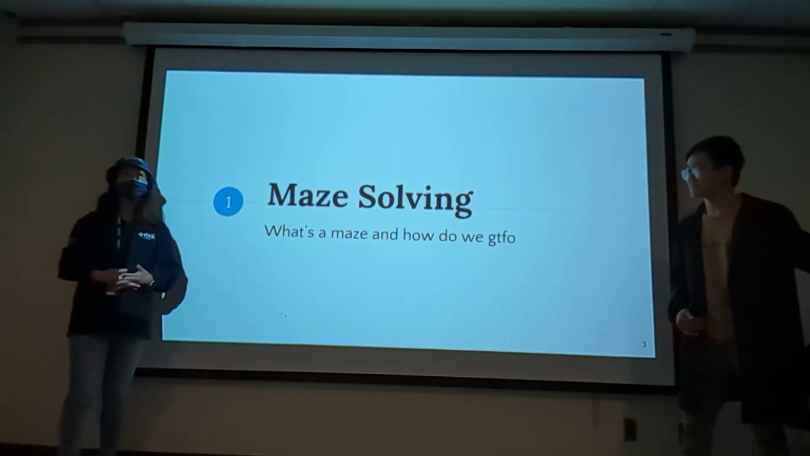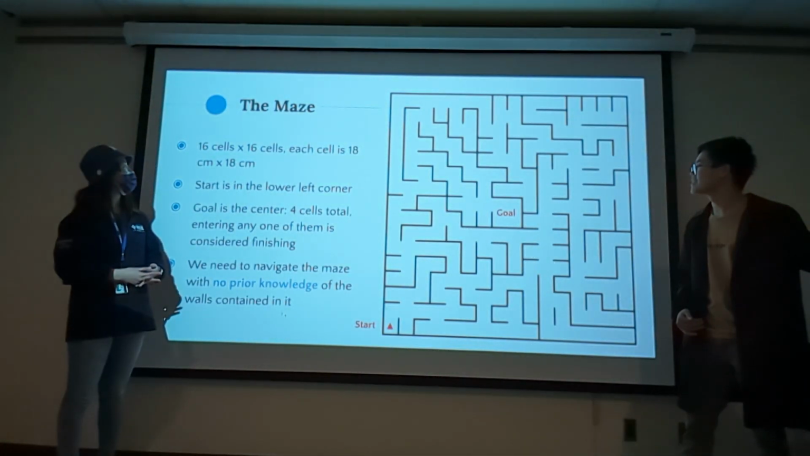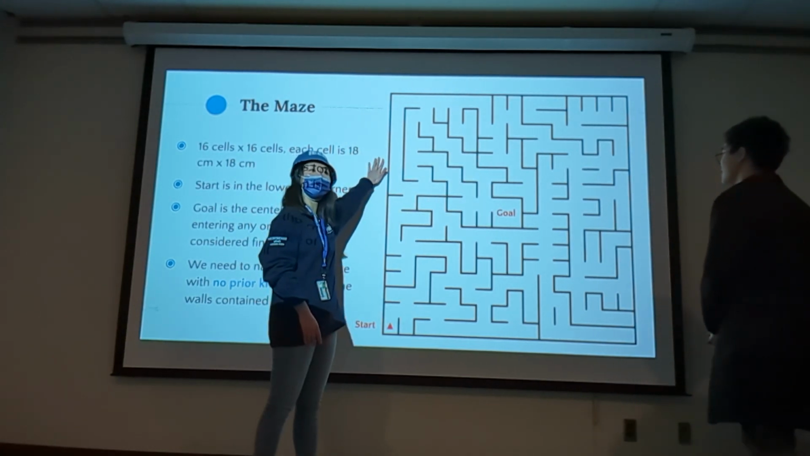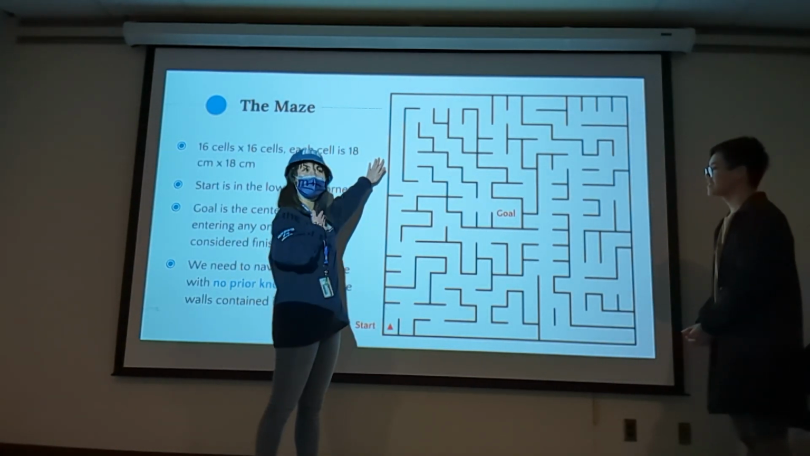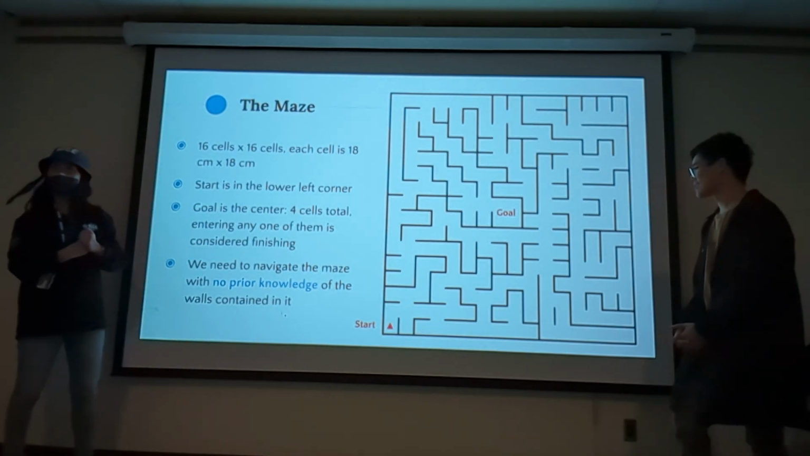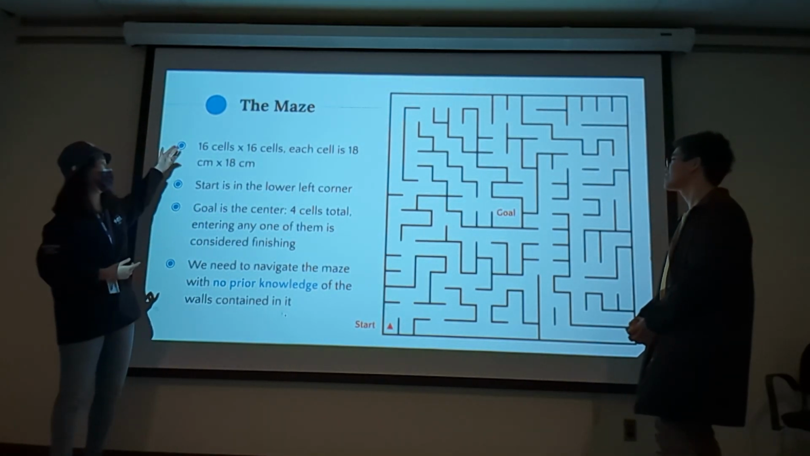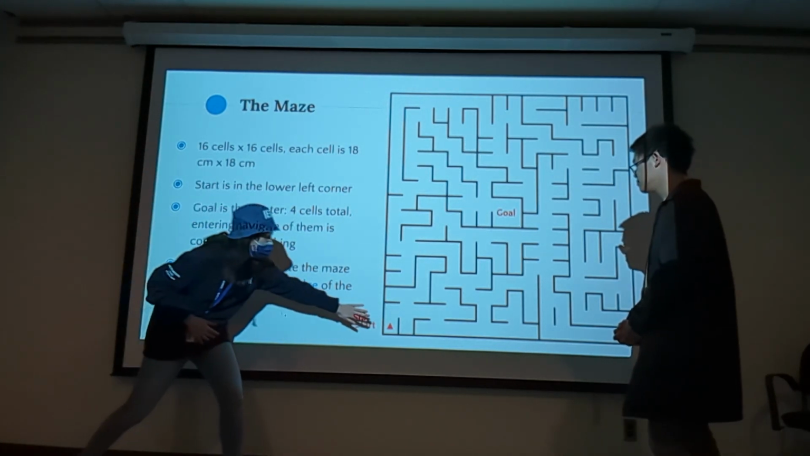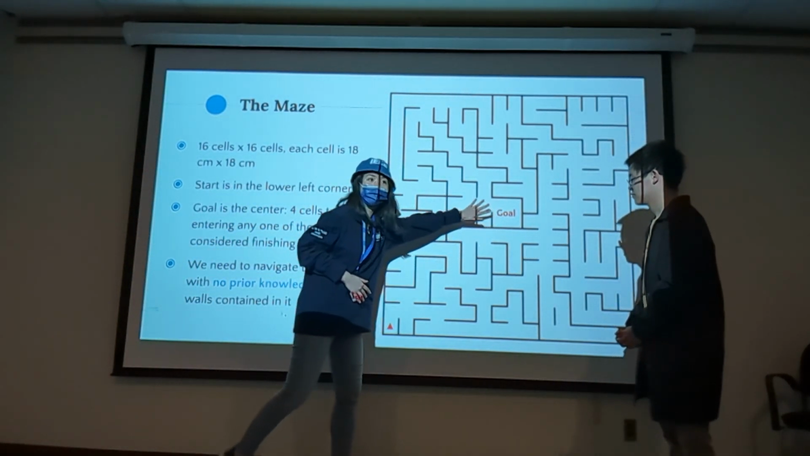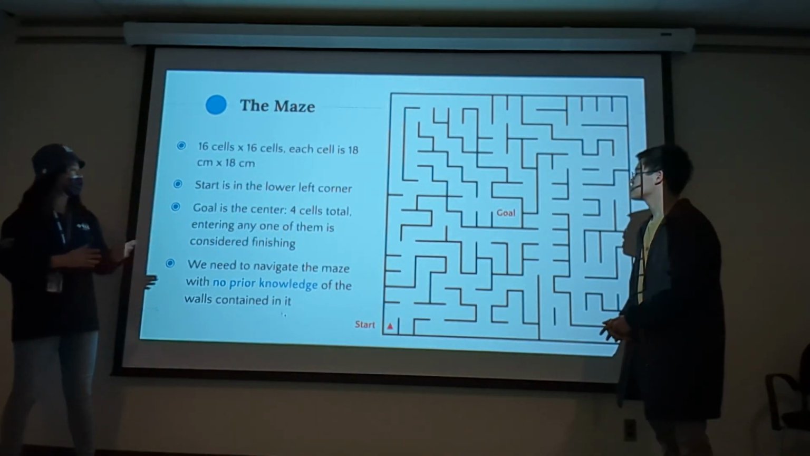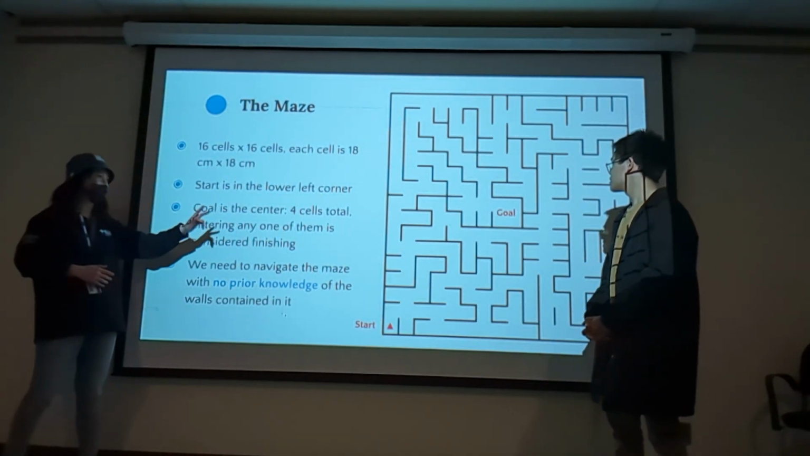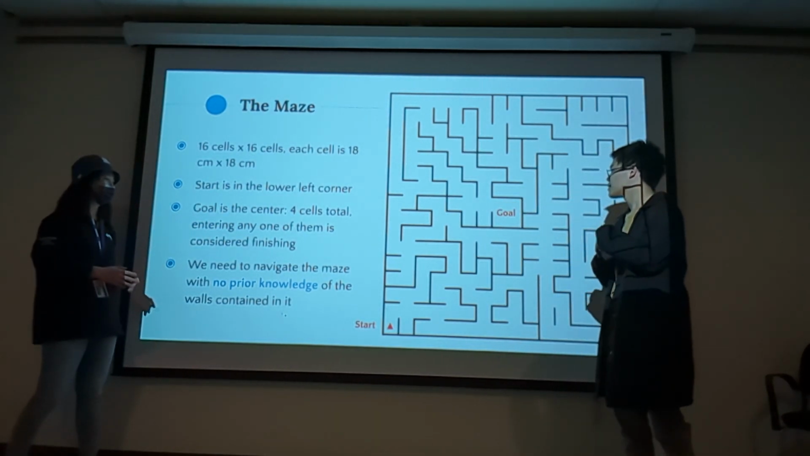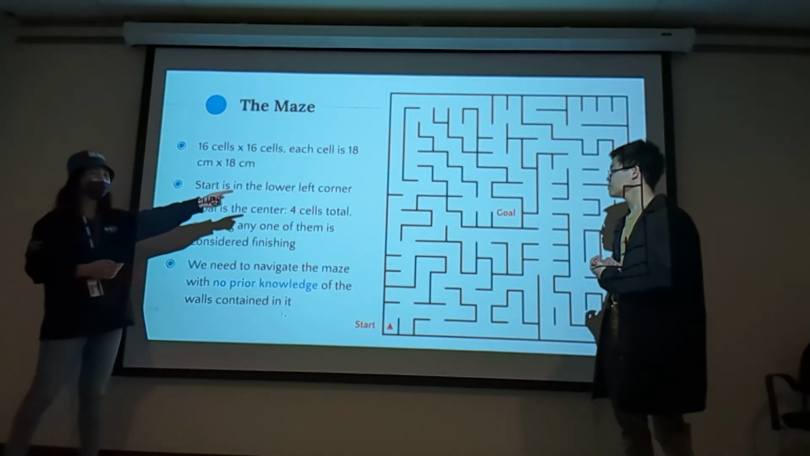Alright, so dive right into maze solving. So, this is a lot. And yes, you will be able to solve this by spring. I believe in you guys. But just to have a brief overview on this maze, it's 16x16. Each cell is 18 centimeters by 18 centimeters. The start is from down here. You want to find your way all the way to the middle here, and that is intentional. The goal is in the center, the 4 cells in the middle with the red letters. Entering any one of them is considered finishing, though in our case there's only one way in.